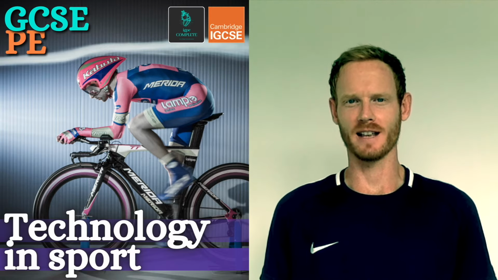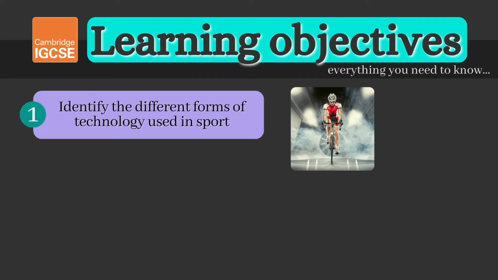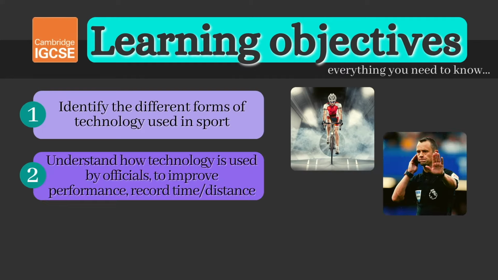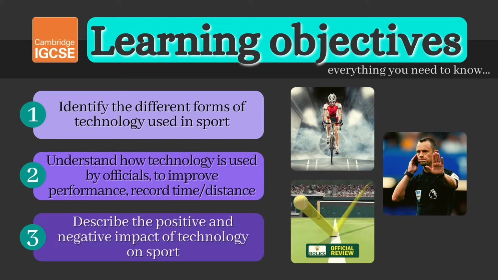As always, we'll cover absolutely everything you need to know for your exam, and today you need to be able to identify the different forms of technology used in sport, understand how technology is used by officials to improve performance and record time and distance, and to describe the positive and negative impact of technology on sport.